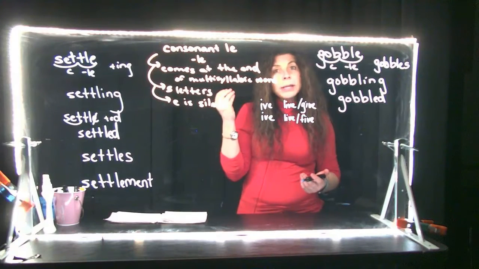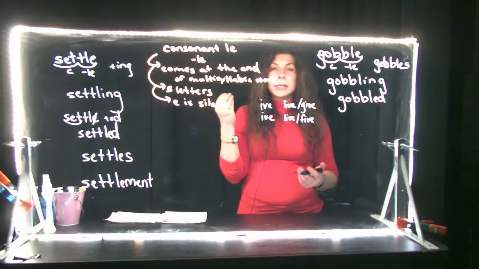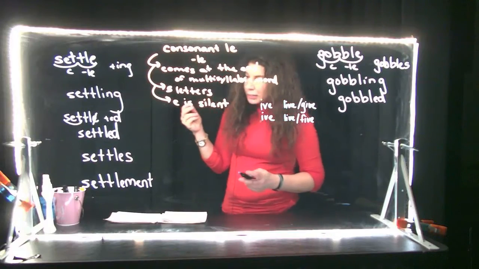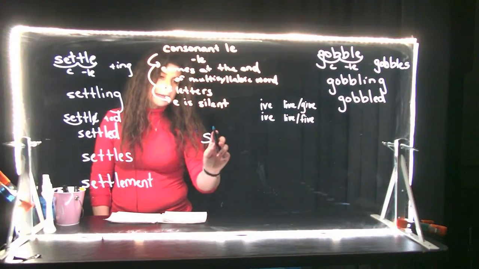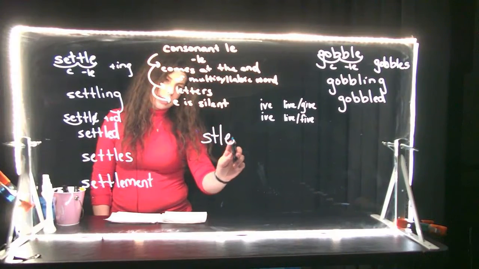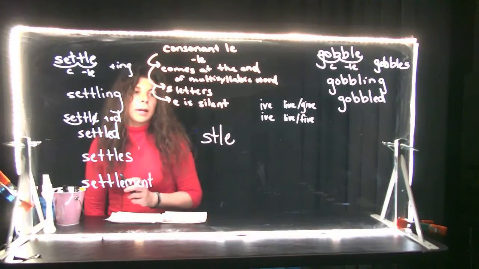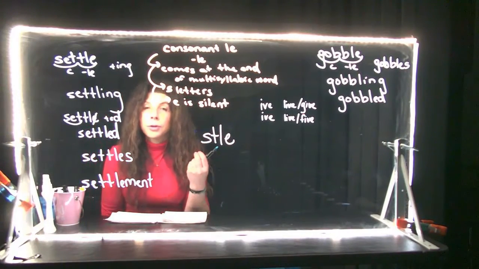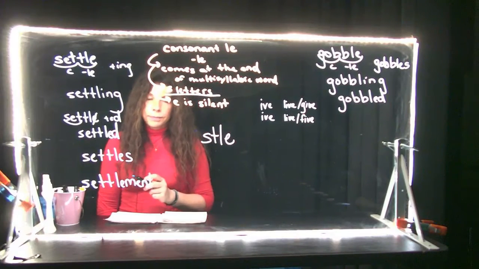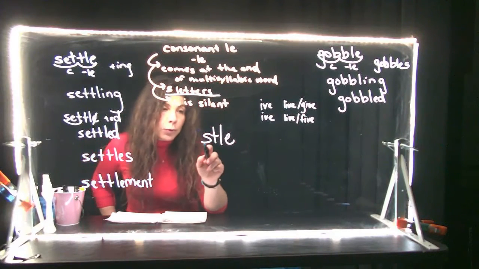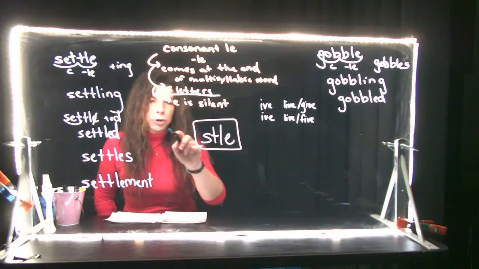There's also an exception for the consonant LE. And the exception is SEL. Okay? So remember, your consonant LE is only three letters, except for this exception.